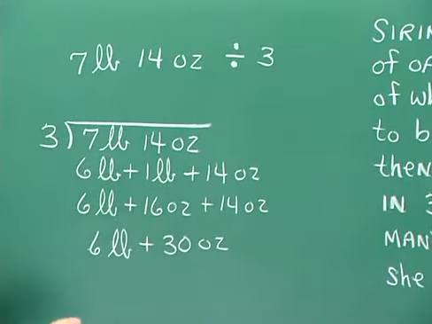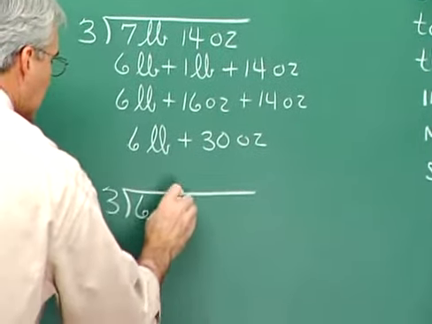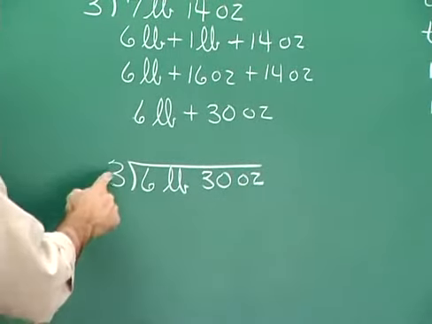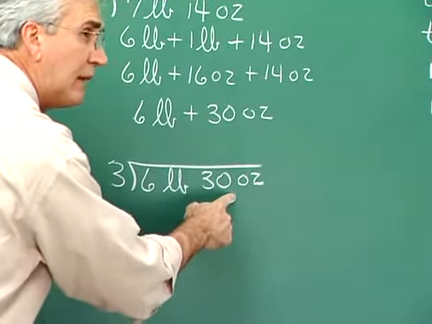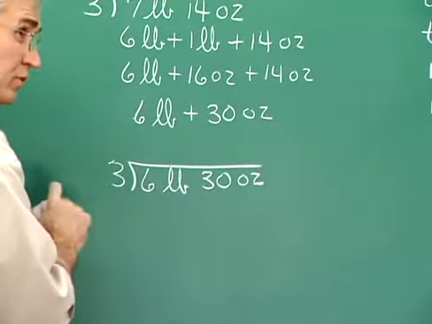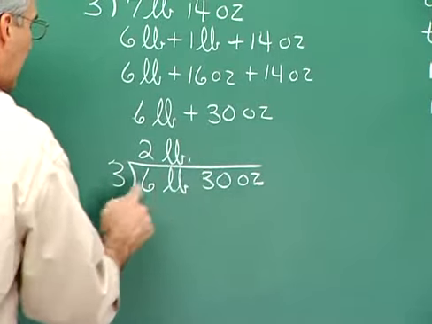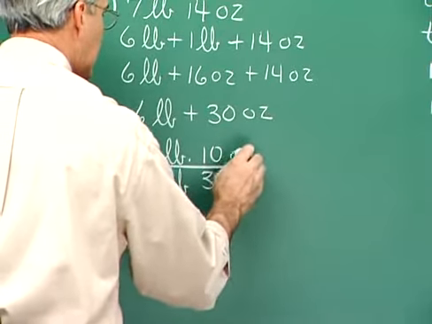So now we can divide 3 into 6 pounds, 30 ounces. And now, this division goes evenly, and really, this one does too, but it doesn't have to go evenly as much as this one does. 3 into 6 goes 2, so we have 2 pounds, and then 3 into 30 turns out to go 10, so it's 3 pounds, 10 ounces.